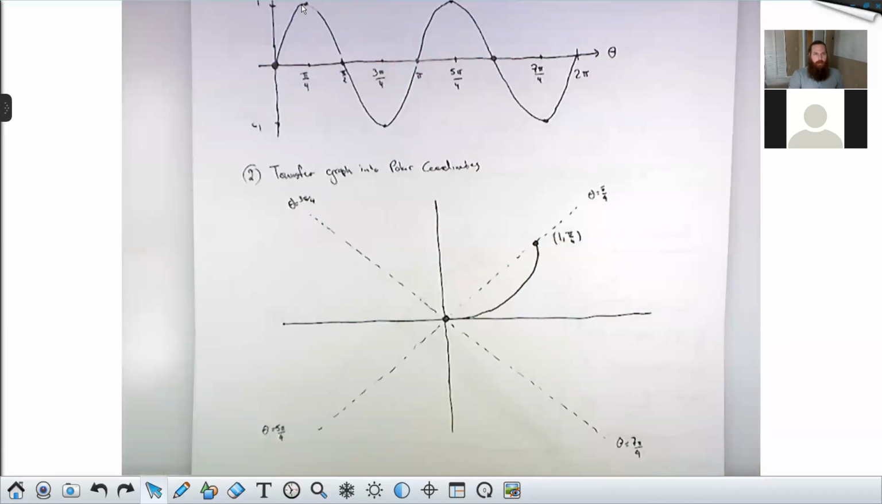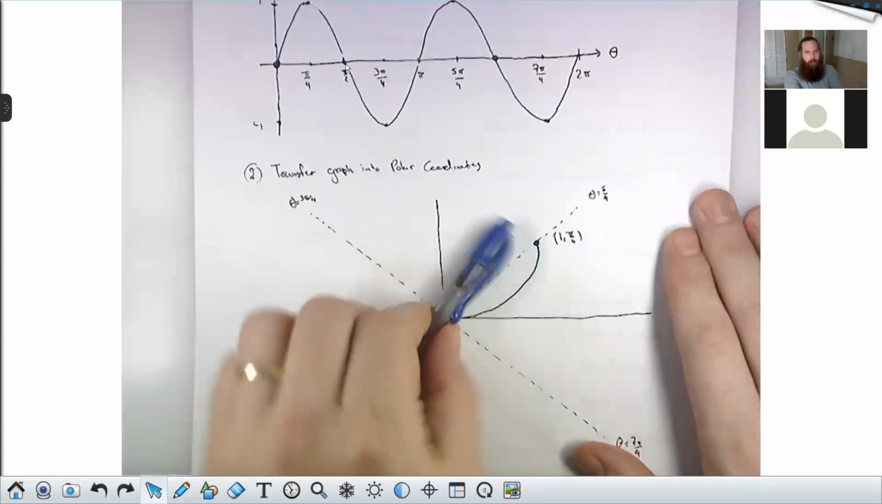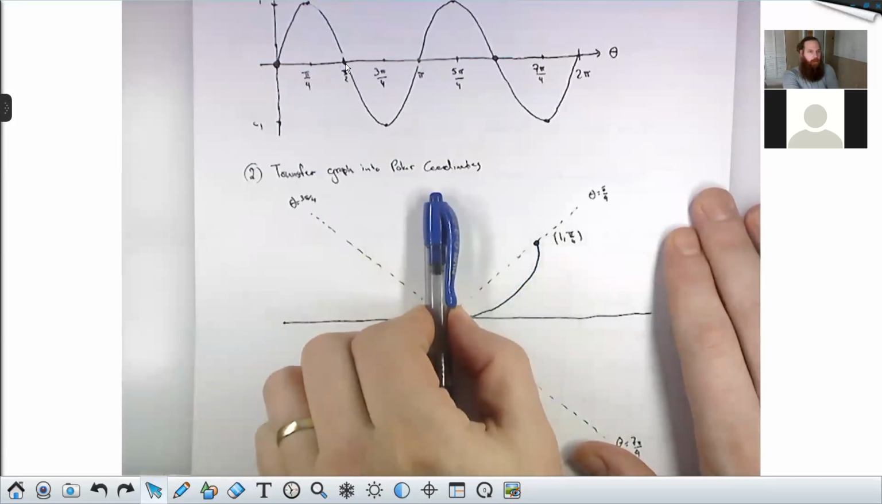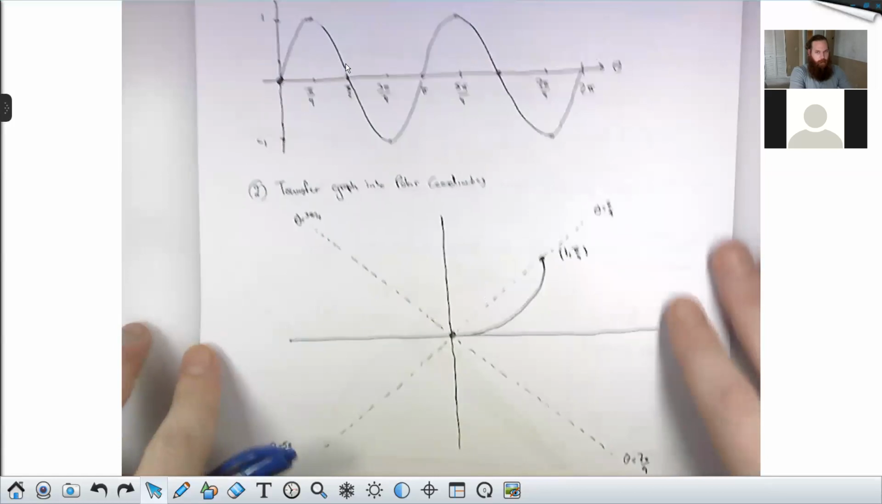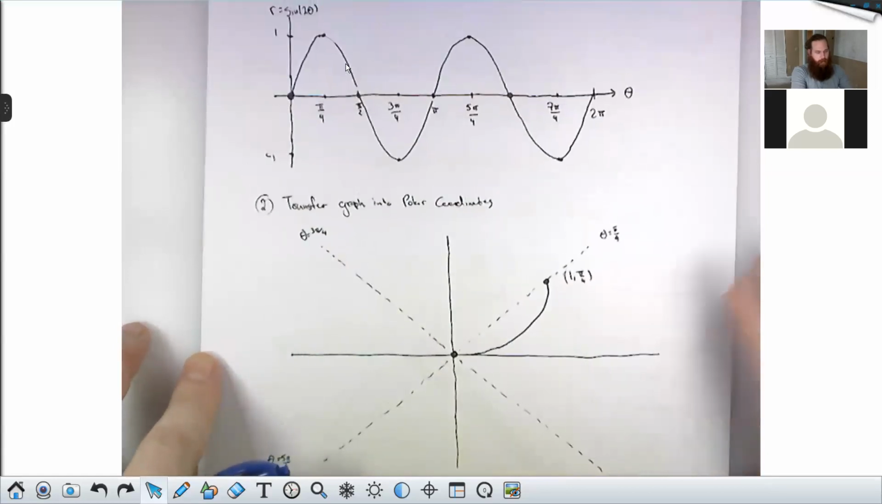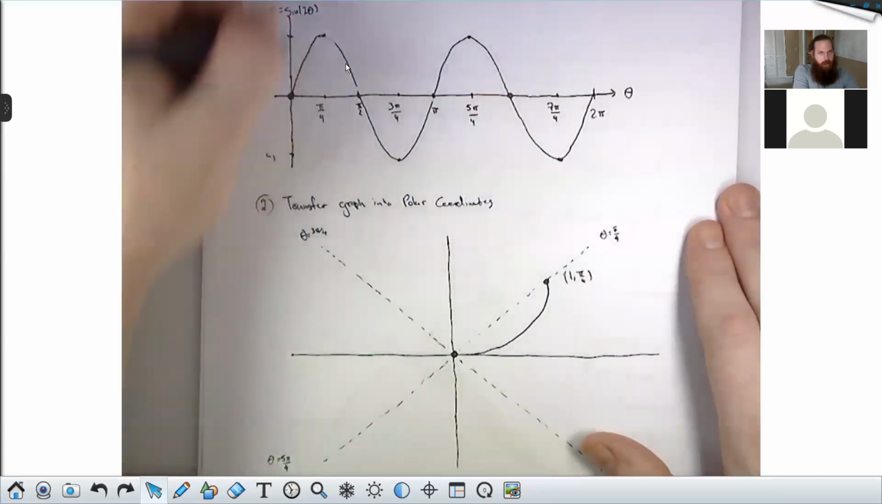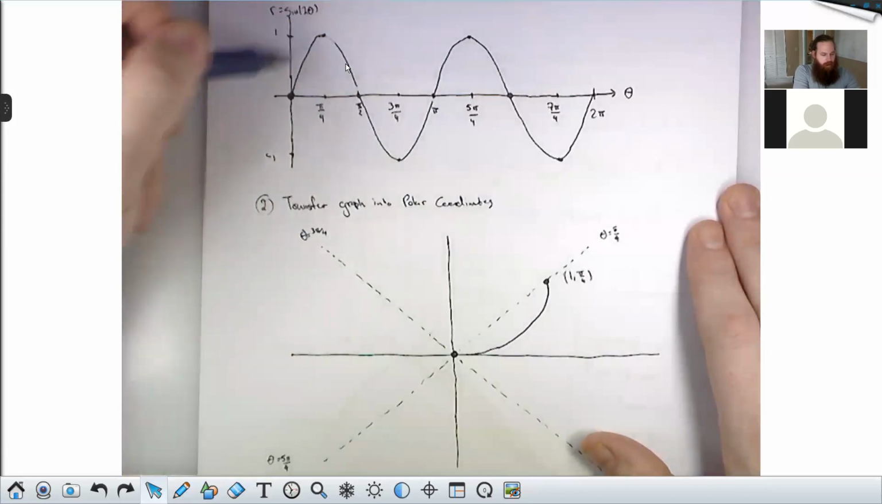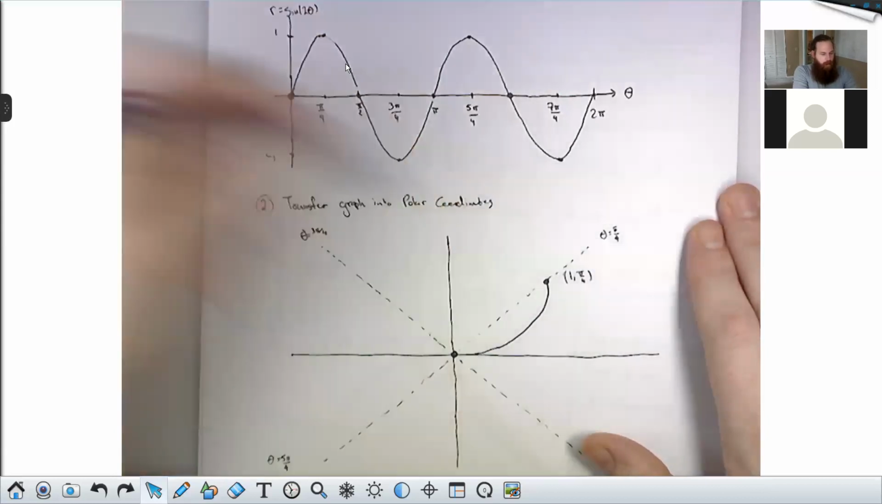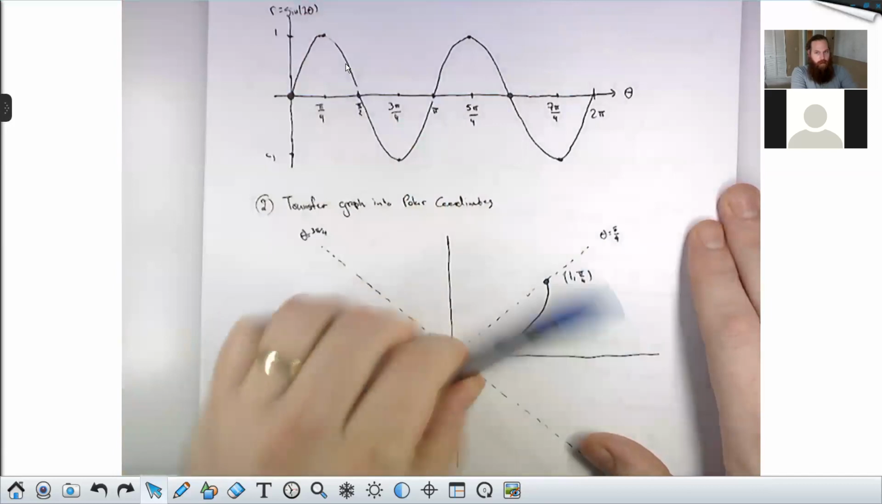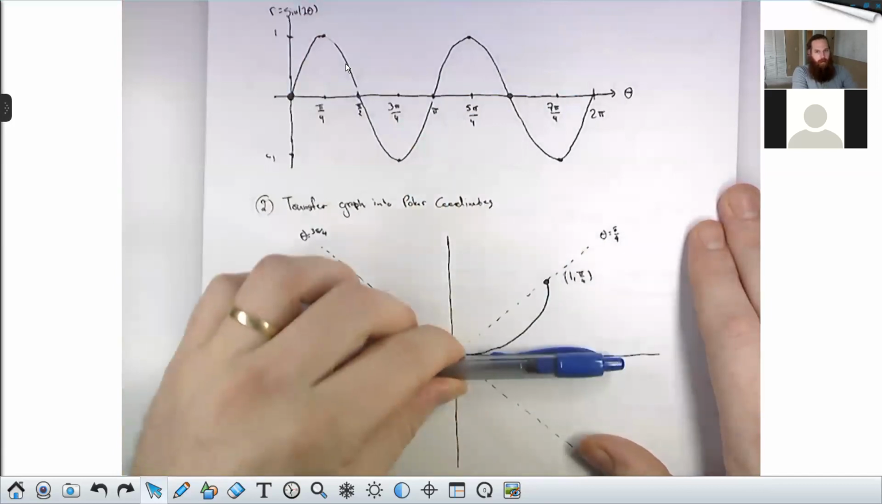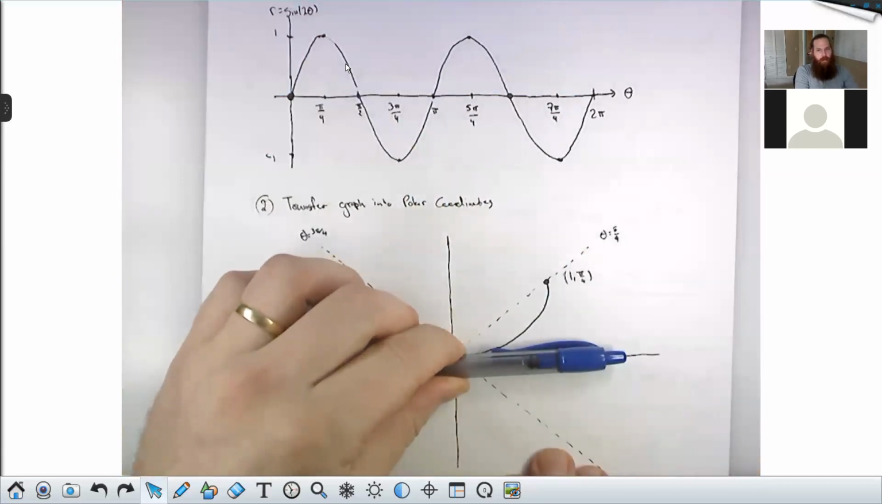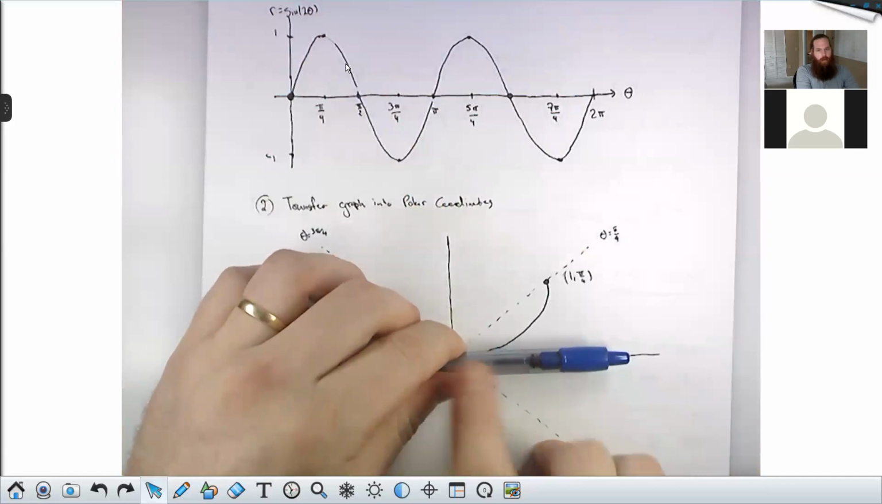And now as theta continues from pi over 4 towards pi over 2, as my arm rotates from pi over 4 to pi over 2, we have to think about this really carefully. The thing we're looking at here, the height is the radius, and the length is the rotation. So when theta is 0, I haven't started to rotate at all, and my radius is 0.